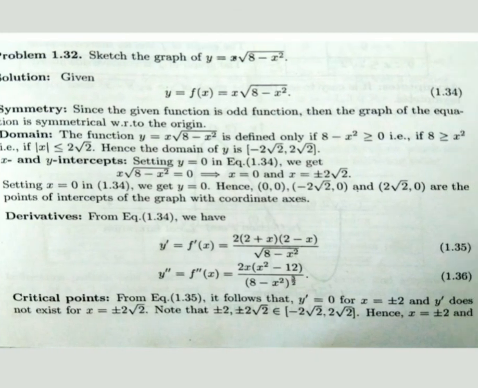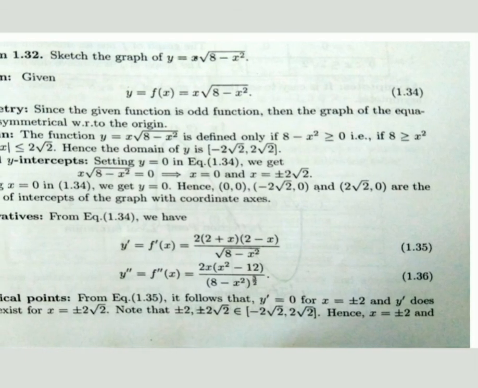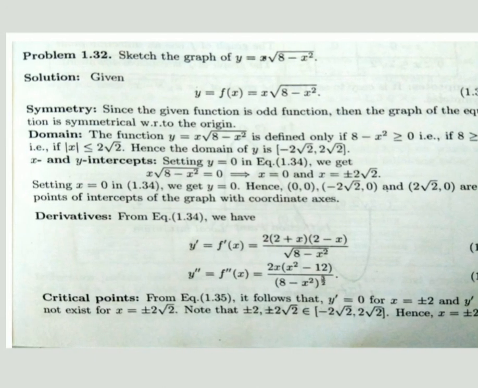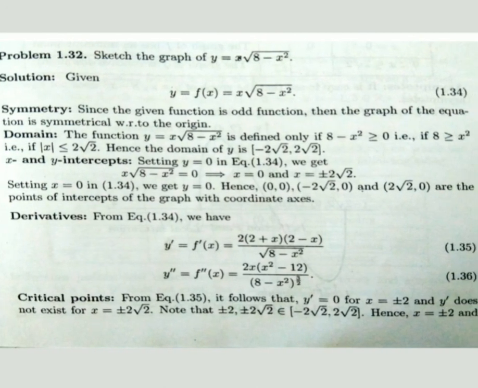Now the domain: x into square root of 8 minus x square is defined only if 8 minus x square is greater than or equal to 0. If it is negative, that is a complex root, so that is not a real value. That's why it has to be greater than or equal to 0. If 8 is greater than or equal to x square, or otherwise modulus of x is less than or equal to 2 times square root 2.